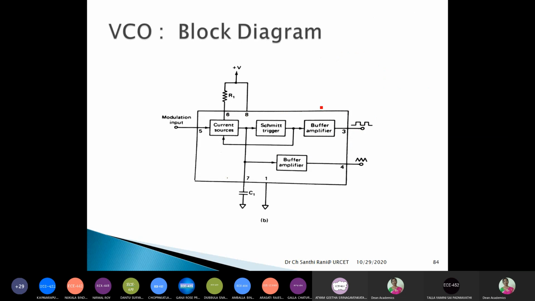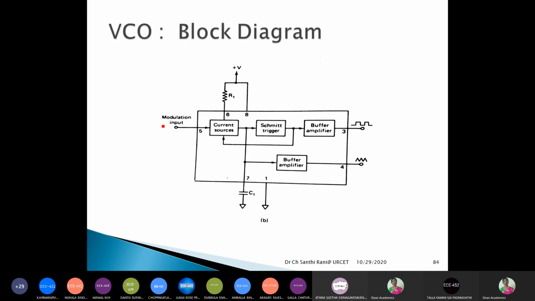Okay, with this knowledge, now let us see the block diagram of the voltage control oscillator. If you observe the block diagram, the input pin is the 5th pin, the modulation input. Output pins are pin number 3 and 4, the square wave output and the triangular wave output here. Then to pin number 6, R1 is connected, and to pin number 7, C1 is connected. Pin number 1 is grounded. Pin number 8 is connected to the supply voltage.